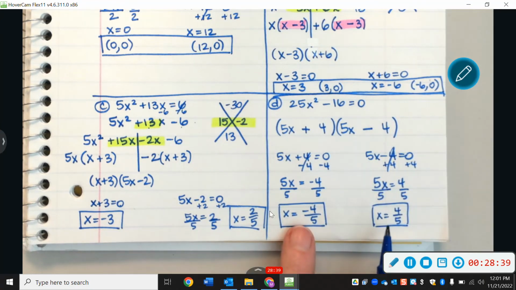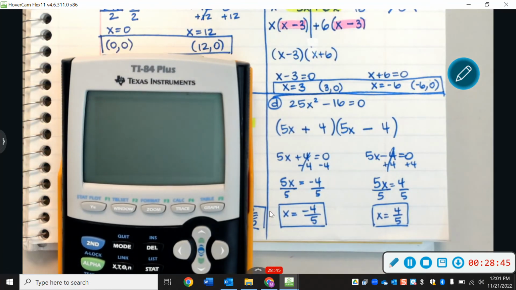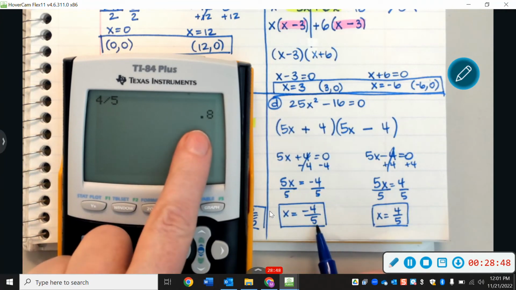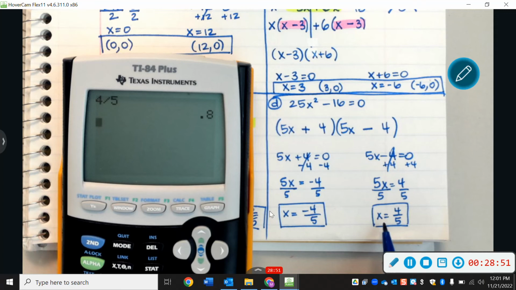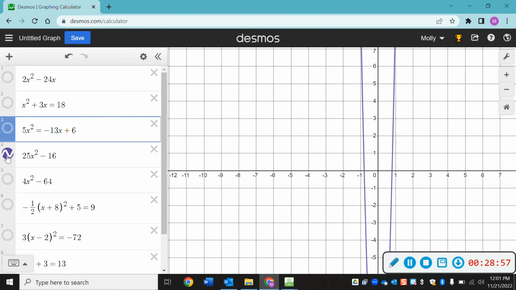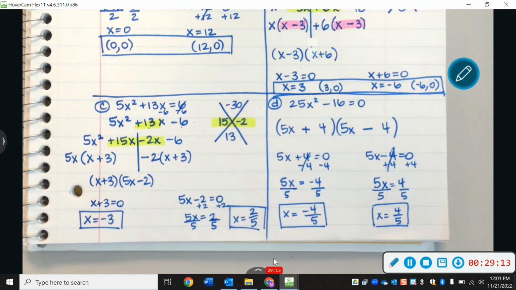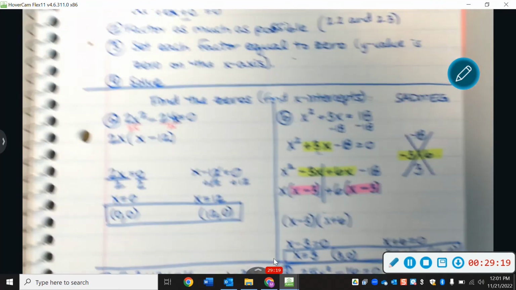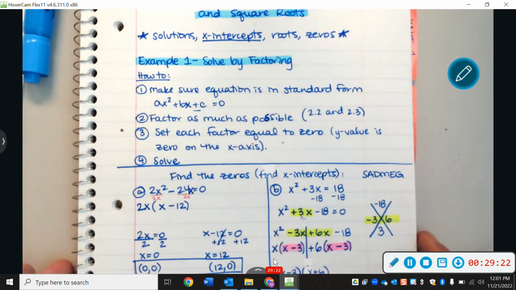So this graph should cross the x-axis in 2 different places. Once again, Desmos is going to show those as decimals. So this should be -0.8 and +0.8. And we're going to take a look at that graph now. So I'm going to turn off the last one and turn on this one. So notice that it's crossing here at -0.8 and +0.8. So those are my two solutions. We also call those roots, we call those zeros, we call those x-intercepts. So all of those words get used interchangeably. So that's how to solve by factoring.